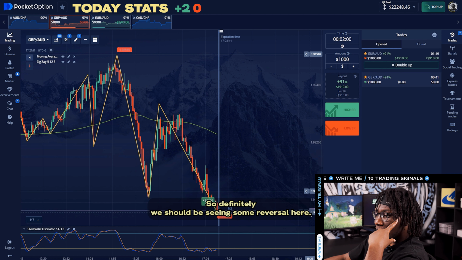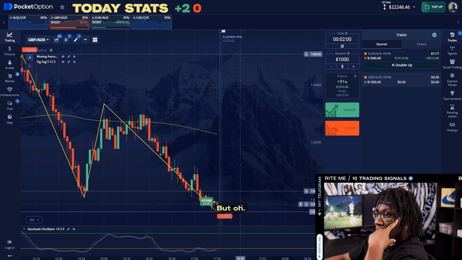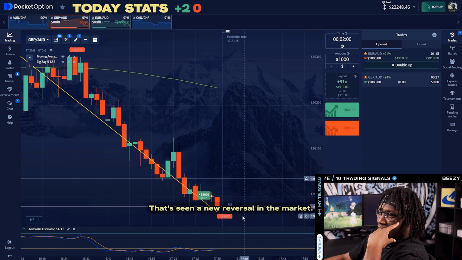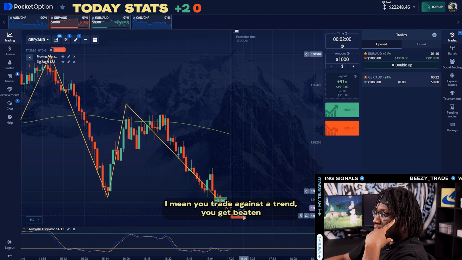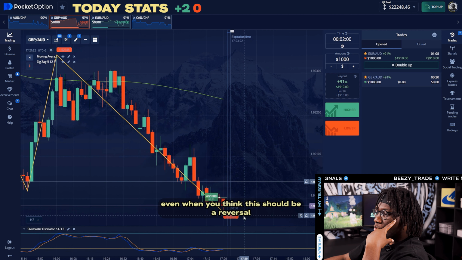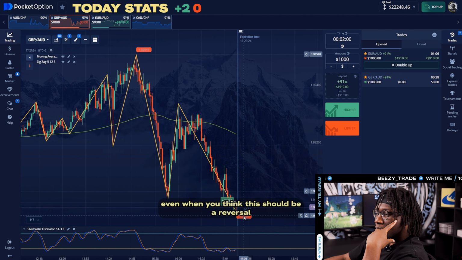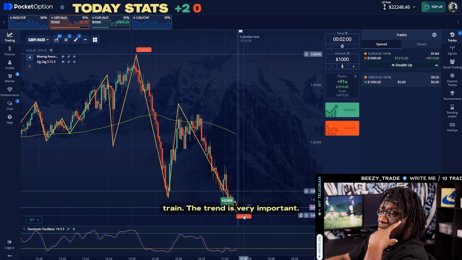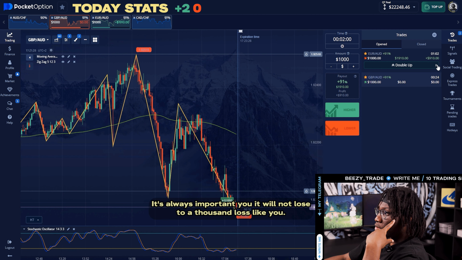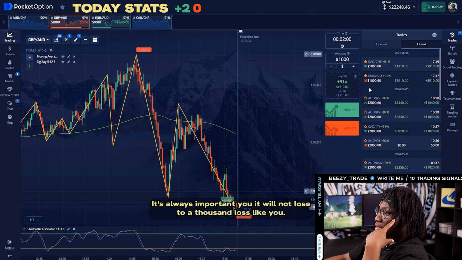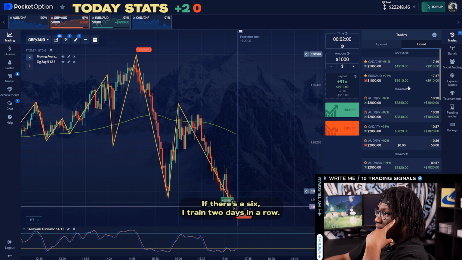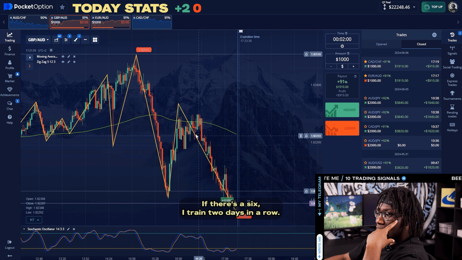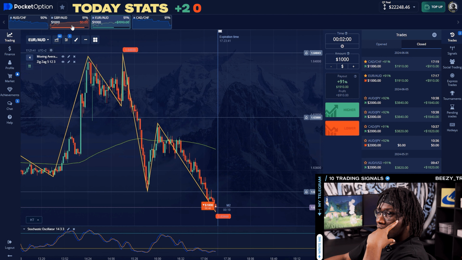So definitely we should be seeing some reversal here, but no. Not seeing any reversal in the market. I mean, you trade against the trend, you get beaten, even when you think there should be a reversal. Trading the trend is very important, guys. Always important. It will not lose to a 1,000 loss like you're about to see right now. So you guys can see what my statement looks like. This was the last video from the 5th. Today's the 6th. Trading 2 days in a row.